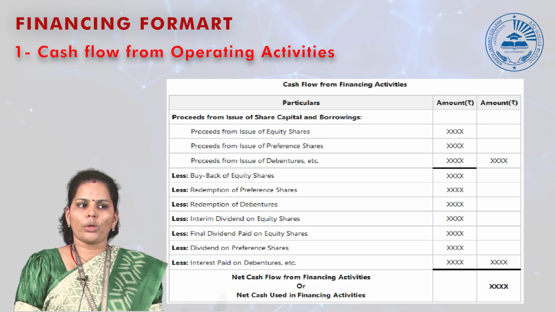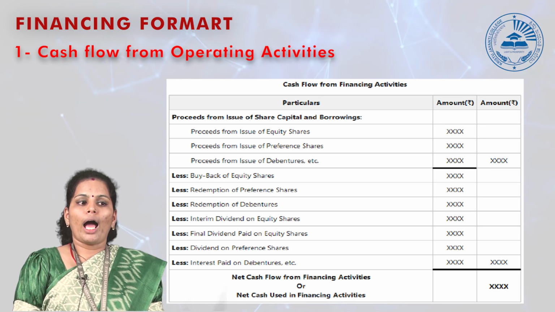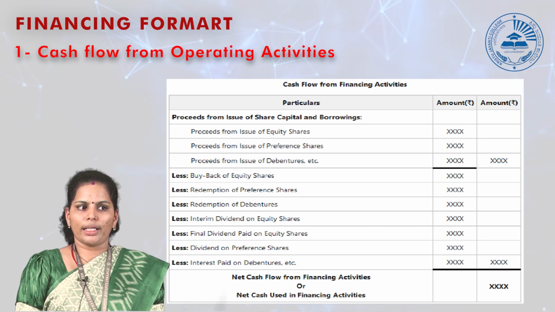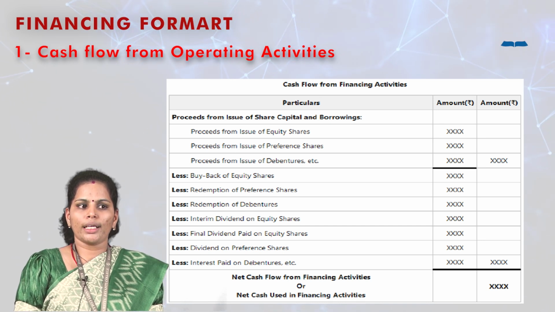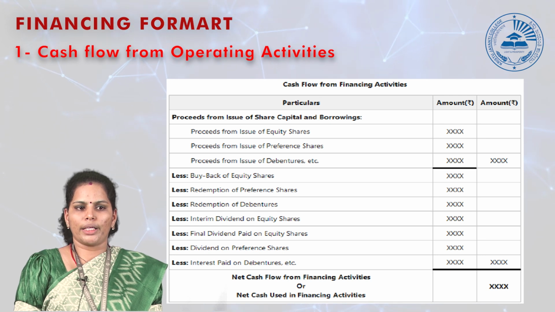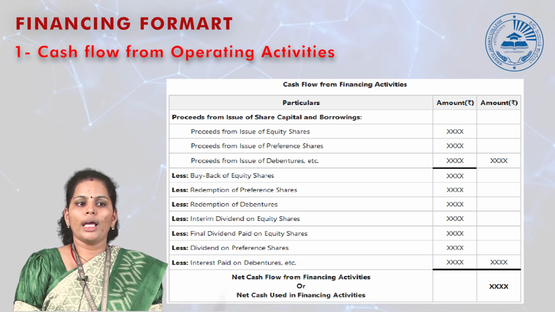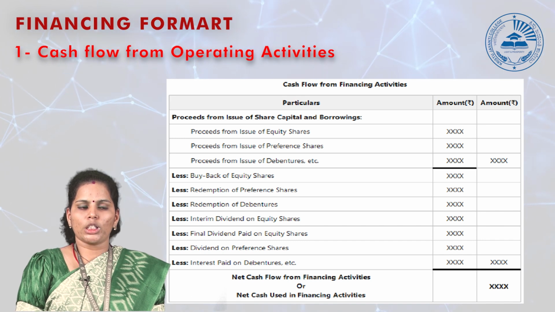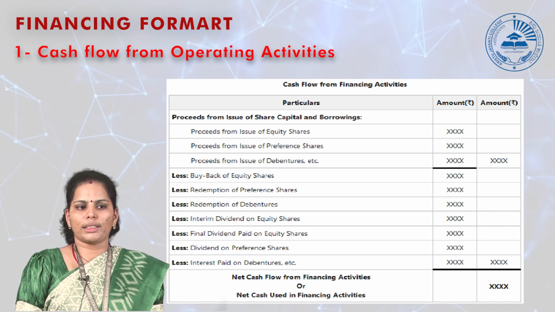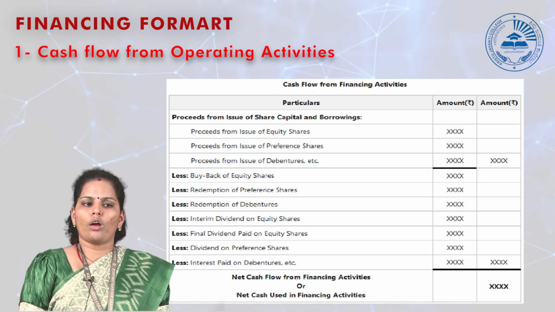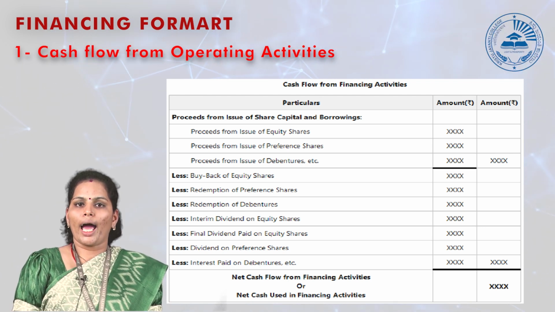For that, what do you have to do? You have to add decrease in current assets and increase in current liabilities, and deduct increase in current assets and decrease in current liabilities. Then you will get cash from operations. From this cash from operations, you have to deduct the income tax paid, then you will get net cash inflow or outflow from operating activity.